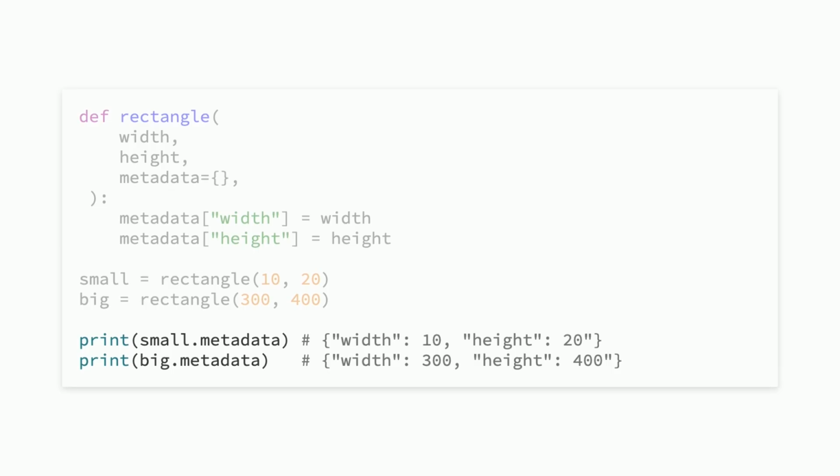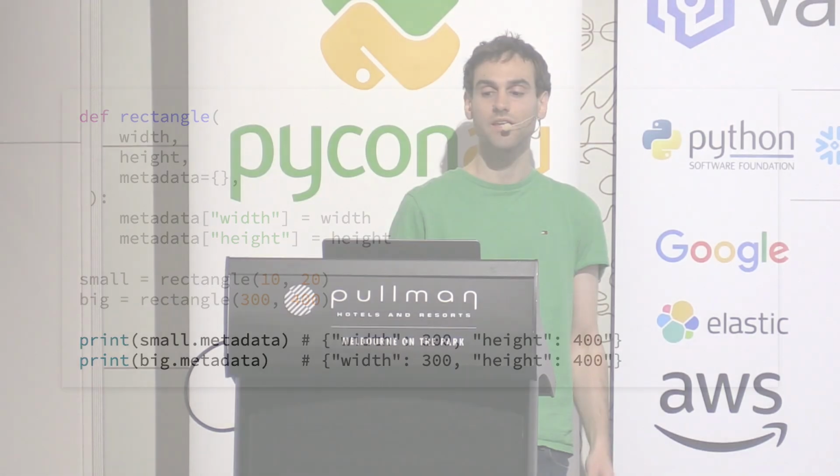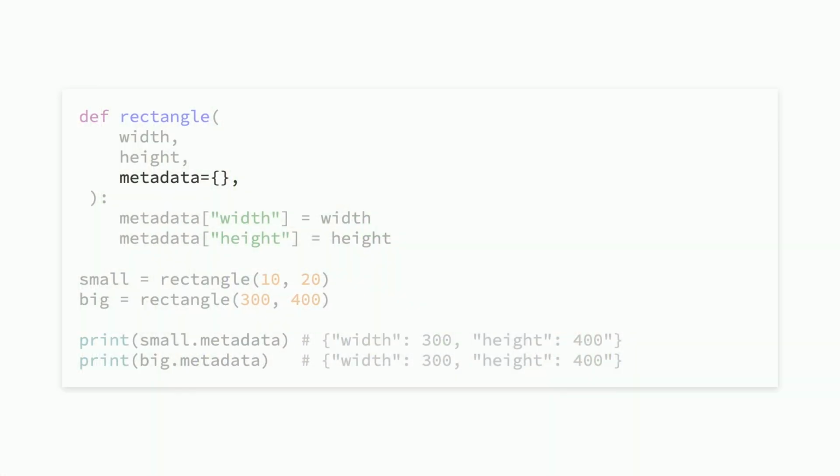What you'll find is that instead of the obvious answer that you'd expect when printing this metadata, their metadata ends up being the same. And this is because in Python, the values for these default parameters are created when the function is defined, not when it's called, giving this strange outcome where all of the functions are sharing the same state, which in this case is 300 and 400, instead of 10 and 20.